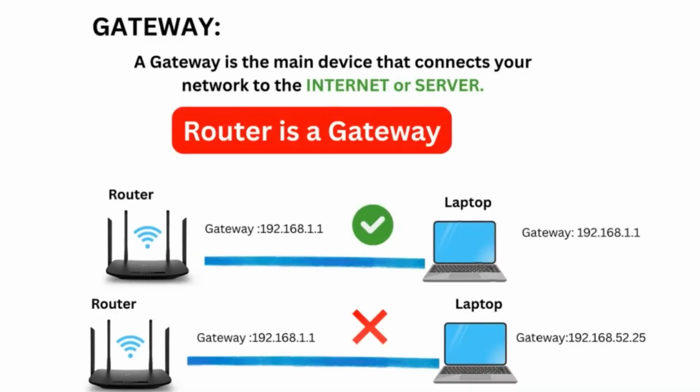A gateway is the main device that connects your network to the internet or your main server. Here usually the router is the gateway. In this diagram, in this example, the router and laptop share the same gateway. The main thing you need to remember is that the gateway needs to be the same in order to communicate with each other. So in this example, the gateway of the router and the gateway of the laptop are the same, so there is a connection. But in the second example, there is no common gateway between the router and the laptop, so there is no connection.